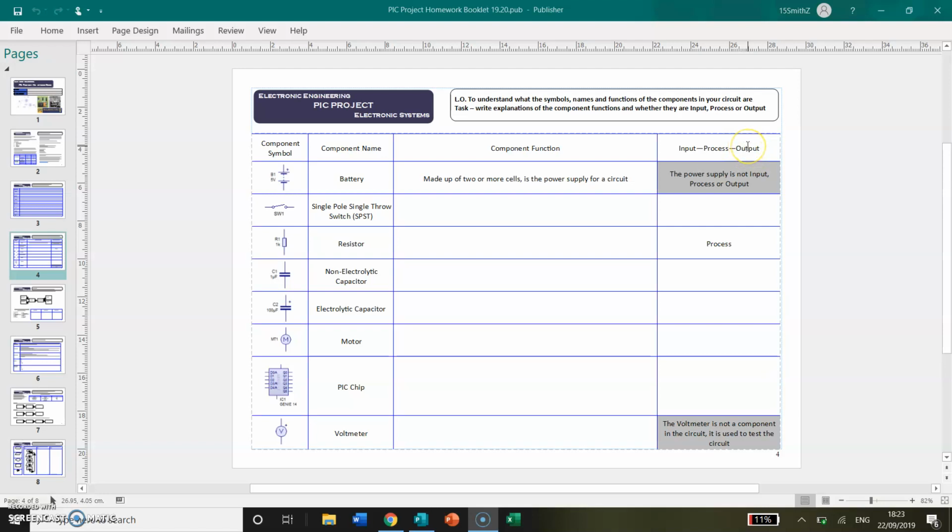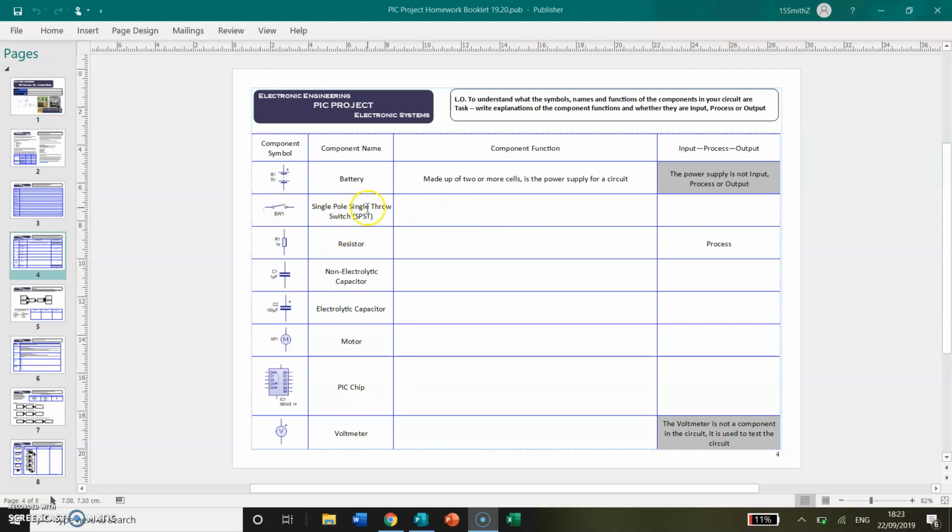Output is going to convert our electronic signal into another energy, so it could be a light, it could be heat, it could be sound, it could be movement. And then process is pretty much everything else, so anything that's going to edit or manipulate the electronic signal.